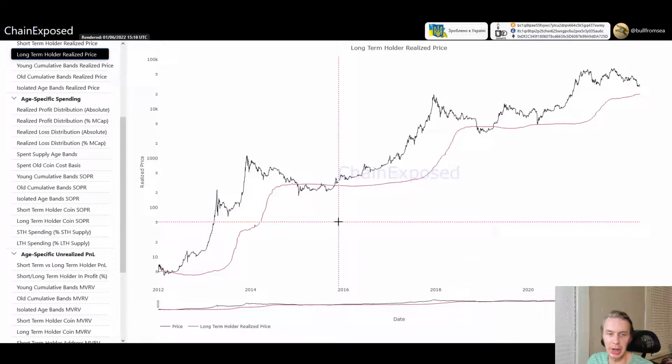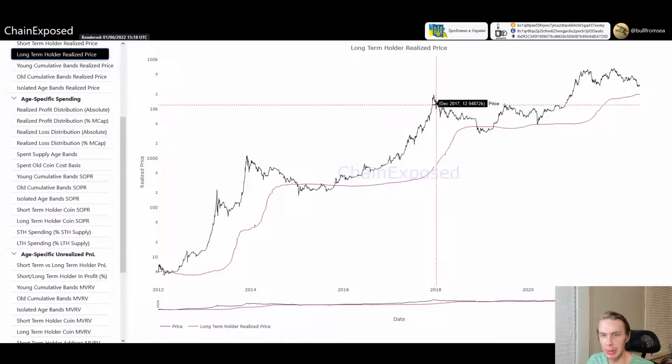But if we do look back on Bitcoin's history, in bear markets, it is not uncommon for us to put in these kinds of steps before an ultimate capitulation. And so that is something we have to keep in mind, that that could certainly be in the cards.